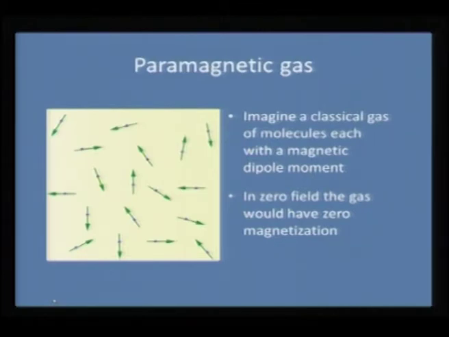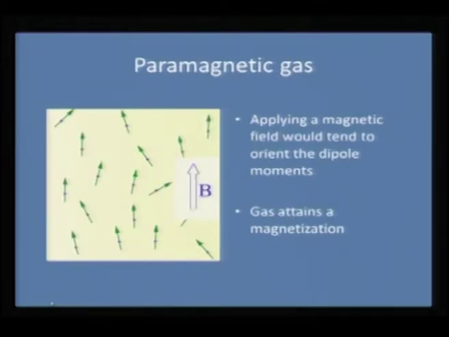One is a paramagnetic gas, which is like a classical gas of molecules, each with a magnetic dipole moment. In zero field the gas would have almost zero magnetization, mainly because these magnetic dipoles are very randomly oriented, therefore there is no net resultant spin. When a field is applied, they will align, and this would tend to orient the dipole moments, so the paramagnetic gas would attain a magnetization. Again, as you would see from this cartoon, it is not a perfectly aligned system, but there is a net alignment giving some amount of magnetization.